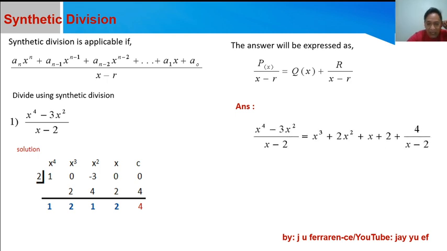Okay, and I can collect the terms from my quotient, starting with x cubed with a coefficient of 1, followed with x squared with a coefficient of 2, then an x term with a coefficient of 1, then we have the constant term. But still, we have the remainder of 4, so plus 4 over your divisor of x minus r. So that is the first example in synthetic division.